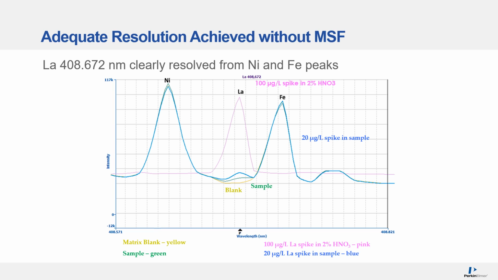When deciding whether you need to use an interference correction or not, you need to take a look at whether the peak is clearly resolved. In the case on this slide, we're looking at the lanthanum peak at 408. You can clearly see that this is resolved from the nickel and iron peaks on either side of it, so no correction is needed in this case.